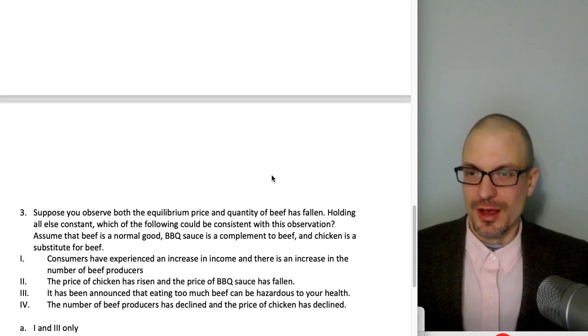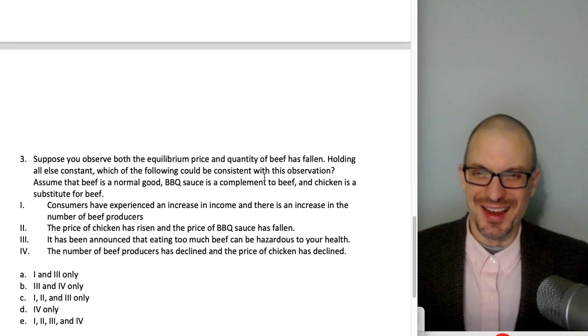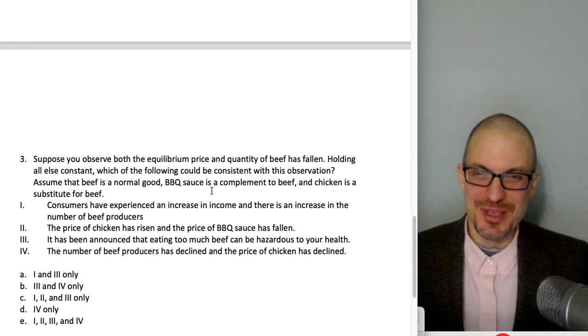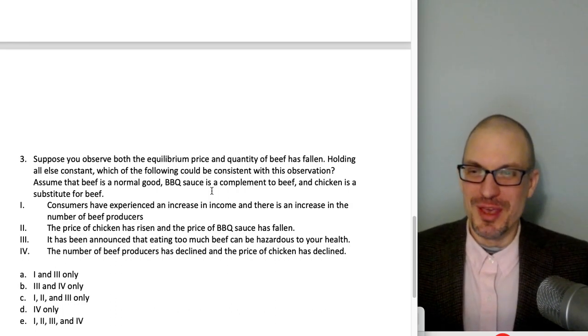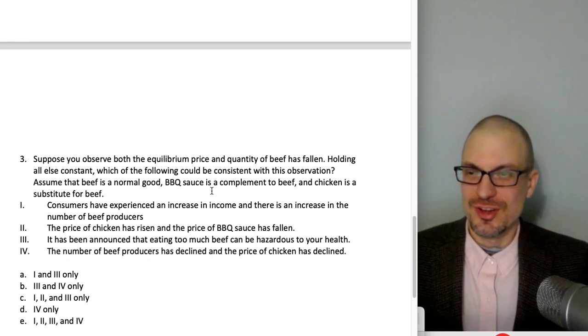Okay. Suppose you observe both the equilibrium price and quantity of beef has fallen. Holding all else constant, which of the following could be consistent with this observation? Assume that beef is a normal good, barbecue sauce is a complement to beef, chicken is a substitute for beef.